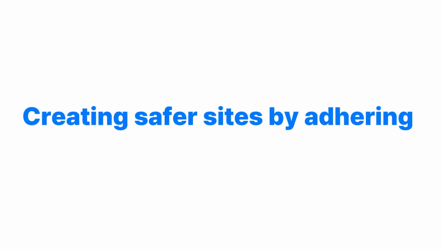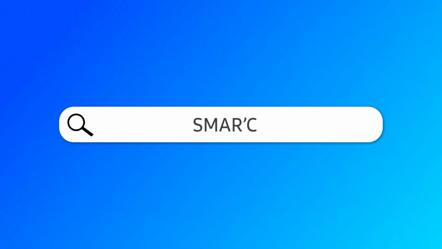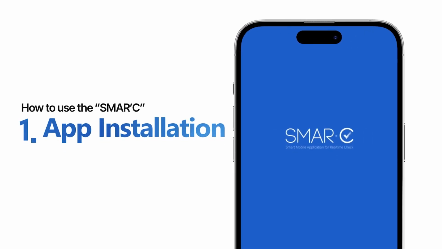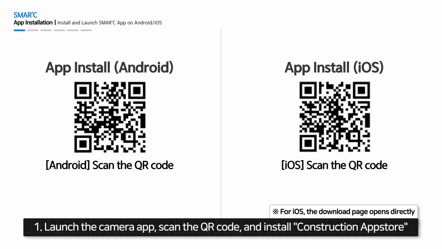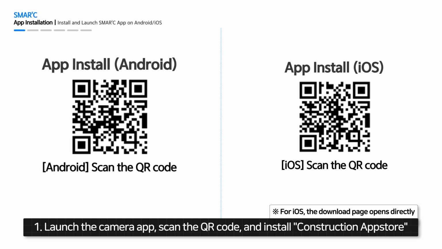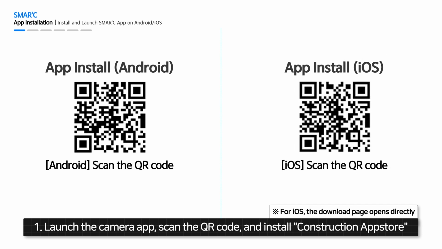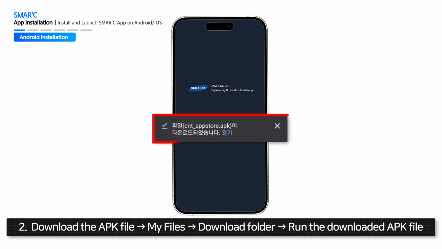Let's learn how to use SMAR'C to create a safer site by following a structured inspection process. Launch your camera app and read the QR code. To install the Construction App Store on your Android phone, or SMAR'C directly on your iPhone. For Android phones, download and install the Construction App Store APK. And run it as shown on the screen.